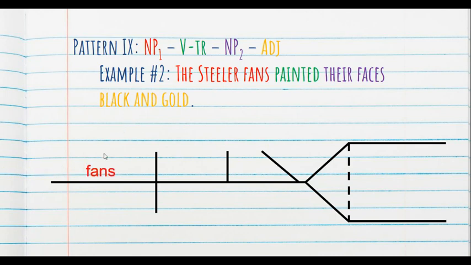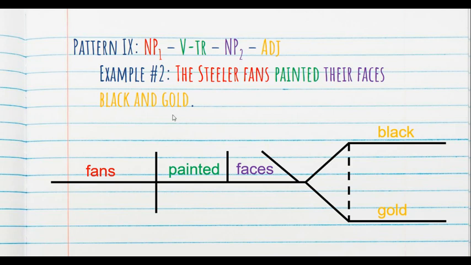All right, so here we go. Fans. It's going to be my subject. Here comes painted. Here is their faces. Let's get faces in here. And our 2 adjectives, black and gold. There we go. Filling in all the extra stuff because now we have the basic form of a pattern 9.